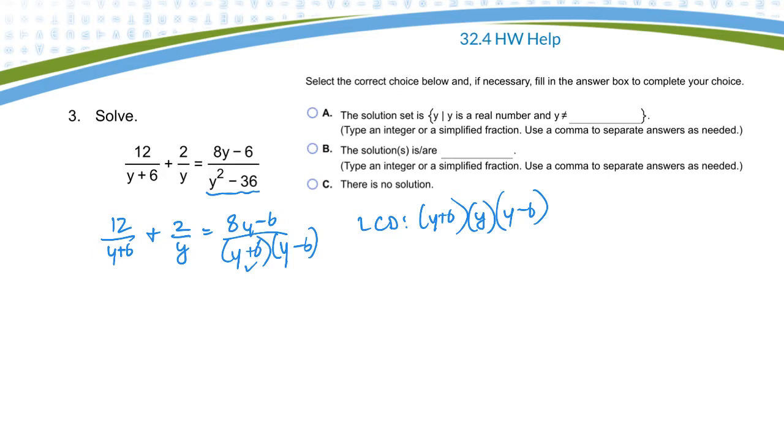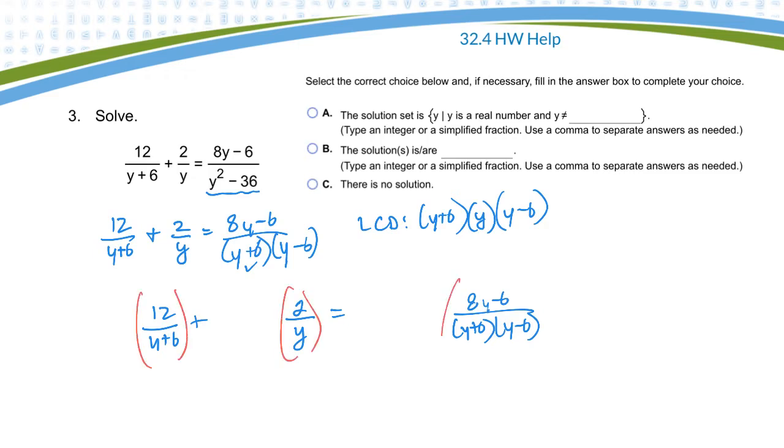So I need to take and multiply every term by that. So 12 over y plus 6 plus, I'm giving myself lots of room there, 2 over y is equal to 8y minus 6 over y plus 6, y minus 6. So each of those get multiplied by the lowest common denominator, which is y plus 6, y minus 6, and a y.